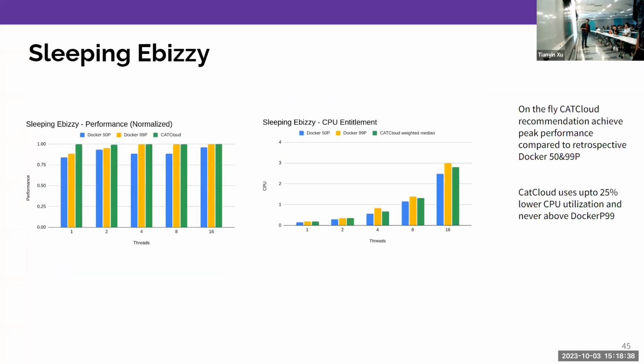And this is a sleeping-busy microbenchmark. We show about 25% lower CPU utilization compared to Docker P99. So even against a retrospective approach, which restarts the workload, we get 25% better. And this is in runtime.